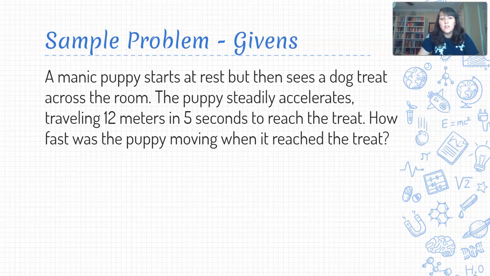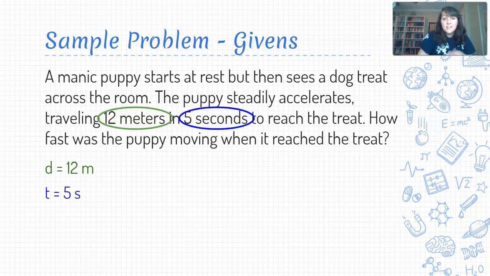G stands for givens. So I want to figure out what is the given information. Comb through that problem statement to see what information I have. And numbers are often a really good place to start. So if I look at this, I see this number of 12 meters. Since that's measured in meters, that's telling me a displacement. So this indicates the displacement of the puppy while it's running across the room. I also see this number of 5 seconds. That represents a time. I know for sure because it's measured in seconds and time is measured in seconds. All right. So I have those 2 pieces of information.